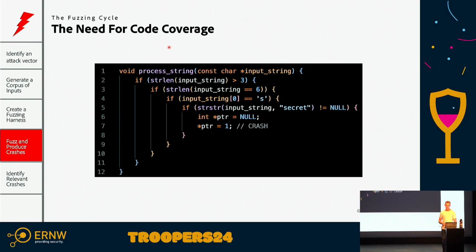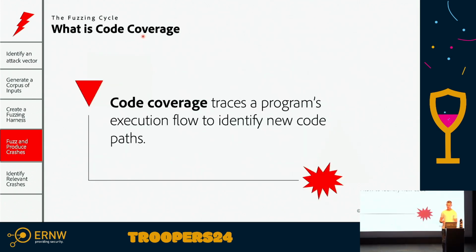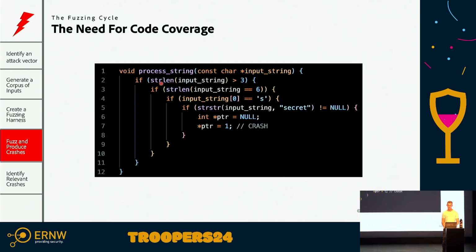And so we need feedback that we're actually getting somewhere in the code. We want to know that, hey, we sent a string of 8 and we got to the second block, but when we send a string of 2, we don't even get past the first one. And so this is kind of illustrating the concept of code coverage. And code coverage is really just a trace of a program's execution flow to identify new code paths. And we really care about reaching a new code path because it means our input did something better than the last input.